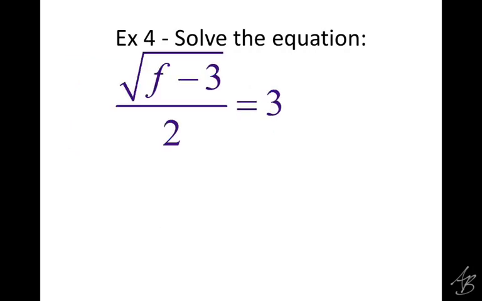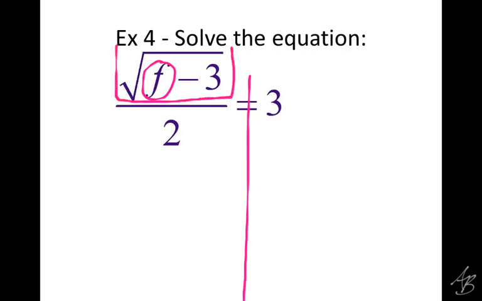Alright, next one. While you're writing this one down, I want you to think about something. Is the 2 on the bottom inside the square root or outside the square root? Outside. Okay, good. So when you make your box around your square root, keep that in mind. So we'll circle the f, draw our line of equality, and then our box around the square root is just going to go around the top of the fraction because that's all that's in the square root.